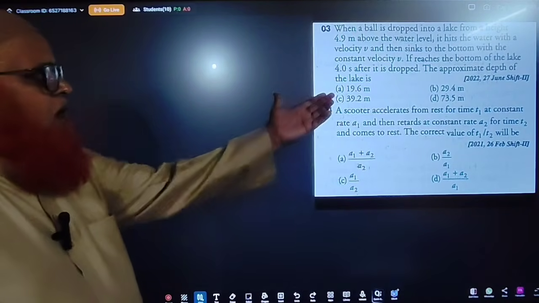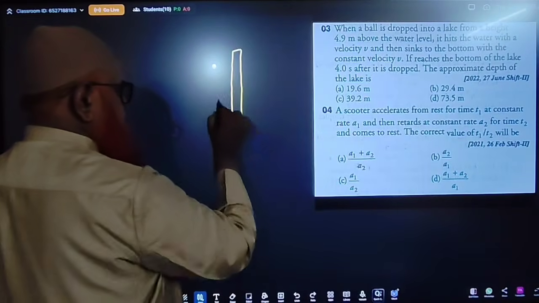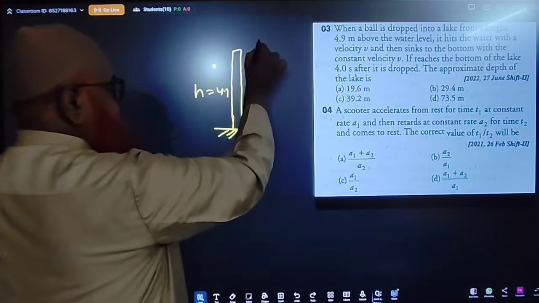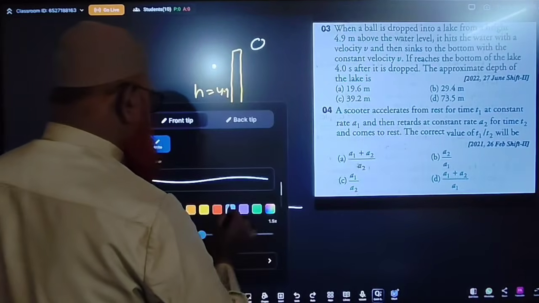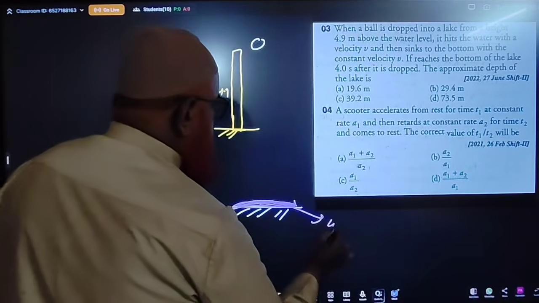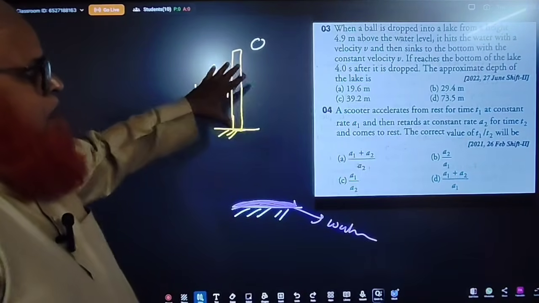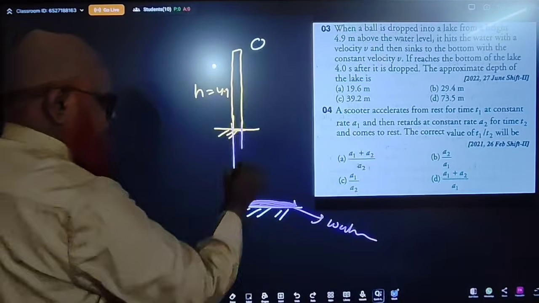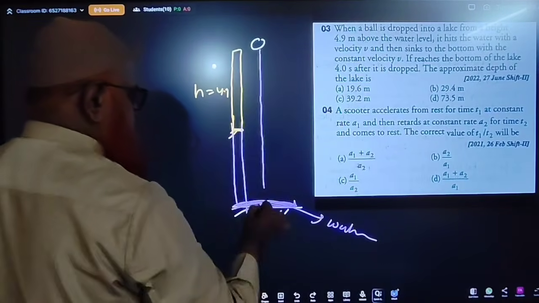See the question. When a ball is dropped into the lake from a height of 4.9 meters, let us take this is the lake, in which water is present. Okay, the ball is dropped above the water from a height of 4.9, the total height from here. Okay? Height is 4.9. The ball has gone into the lake now.